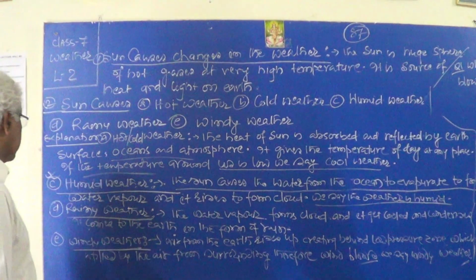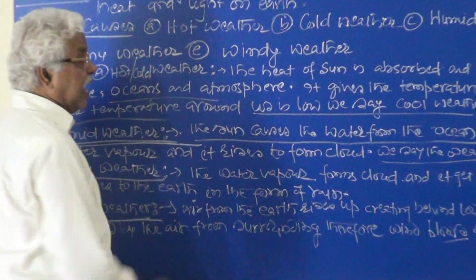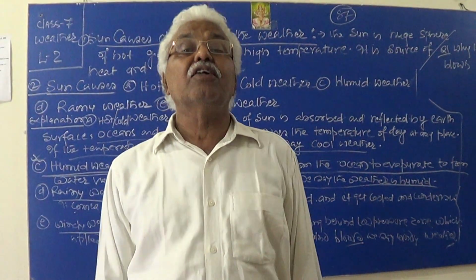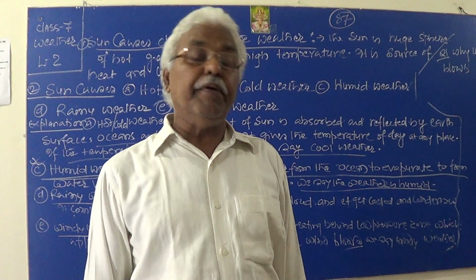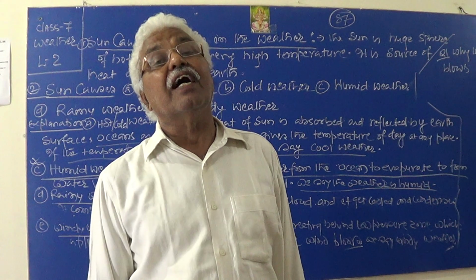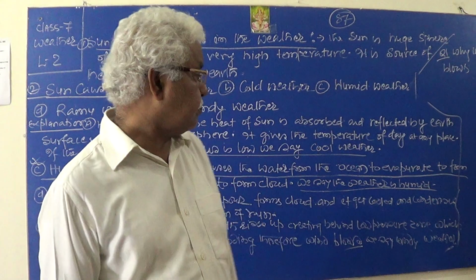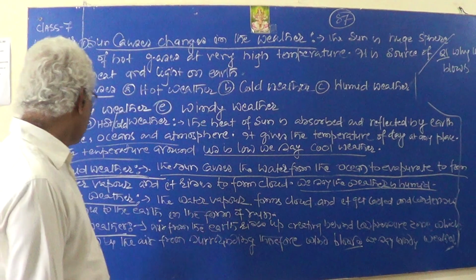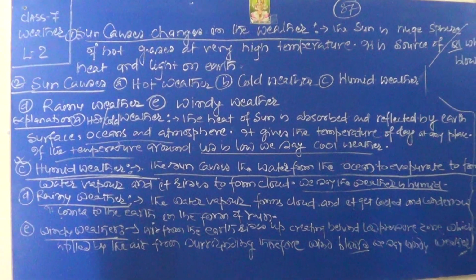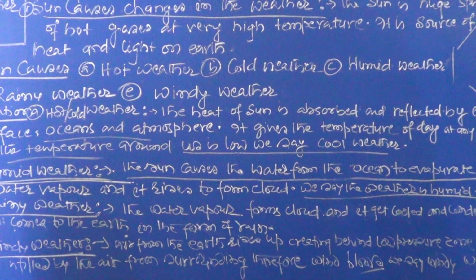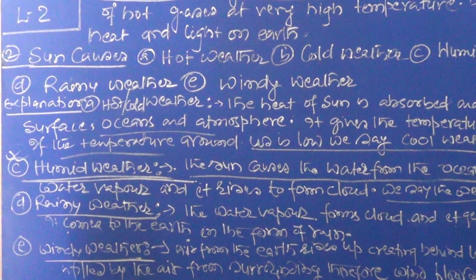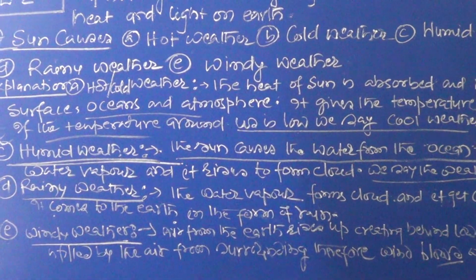So my topic is humid weather. When humidity is more, we say that today's weather is humid. If humidity is less, we say that today's weather has less humidity. Okay. The sun causes the ocean water to evaporate to form water vapor, and it rises to form clouds. We say that the weather is humid.